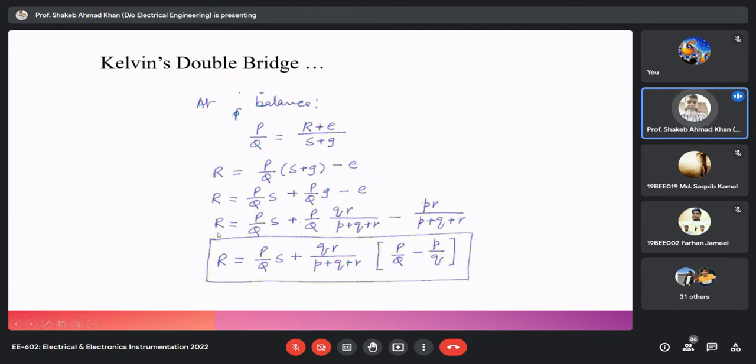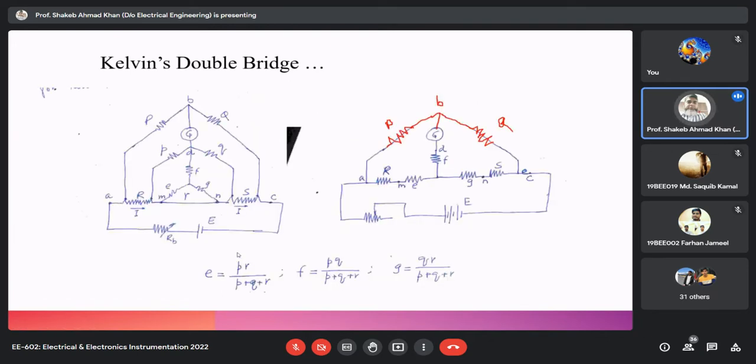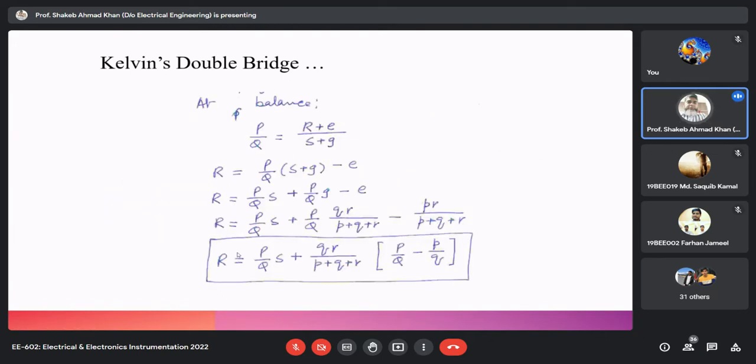But we were claiming that it will compensate the lead and contact resistance, like Q and R. Sorry, R is still present in this expression. This means with this bridge also, if you require the correct value of the unknown resistance, which is very small in value, then you are required to find the lead and contact resistance, and this is a challenging task every time.